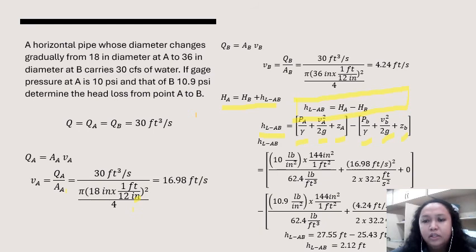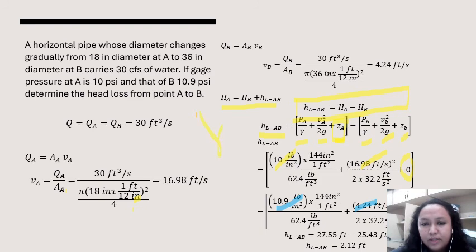Take note that this is horizontal, automatically zero yan class, zero. Zero din dito sa baba. Ano lang mag-iiba-iba sa kanila? Yung pressure at point A, which is 10, sa B is 10.9. Ano pa? Yung velocity at point A and the velocity at point B. Yun lang papalit. I-minus mo yan lahat.